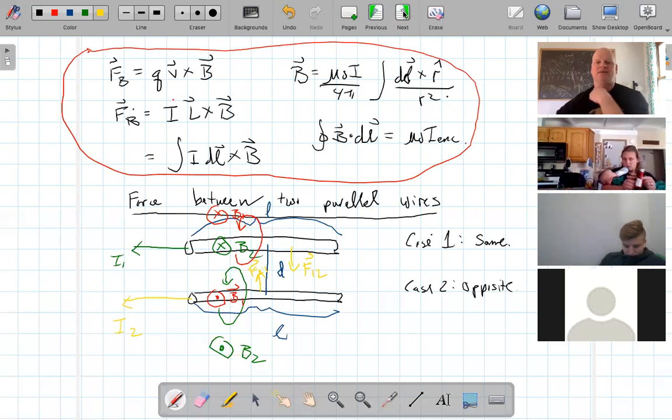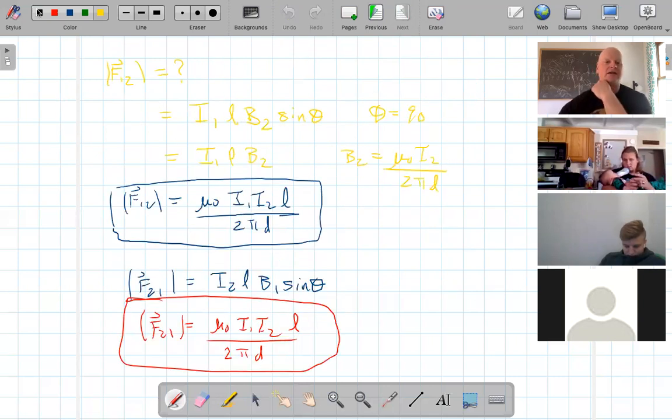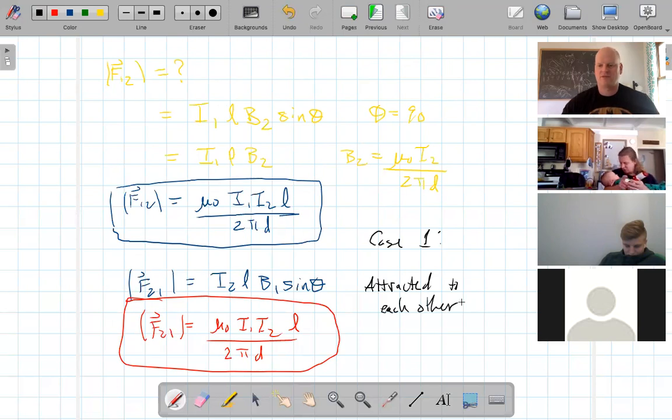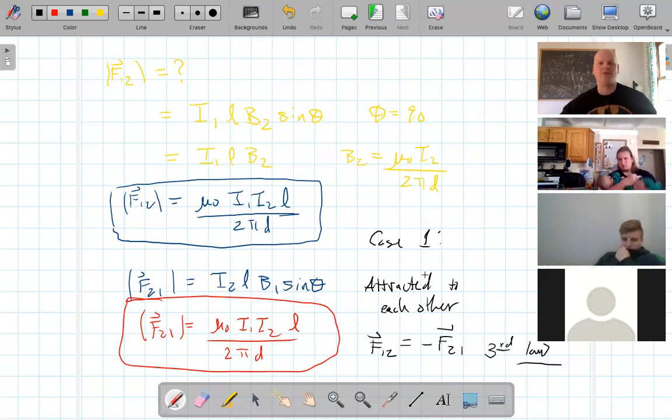Right? So from this, what we learn is for case 1, these guys are attracted to each other, and again, they abide by Newton's third law, which says that the force on 1 by 2 is equal to the negative of the force on 2 by 1. So these guys are satisfying Newton's third law. Okay, so this is case number 1.